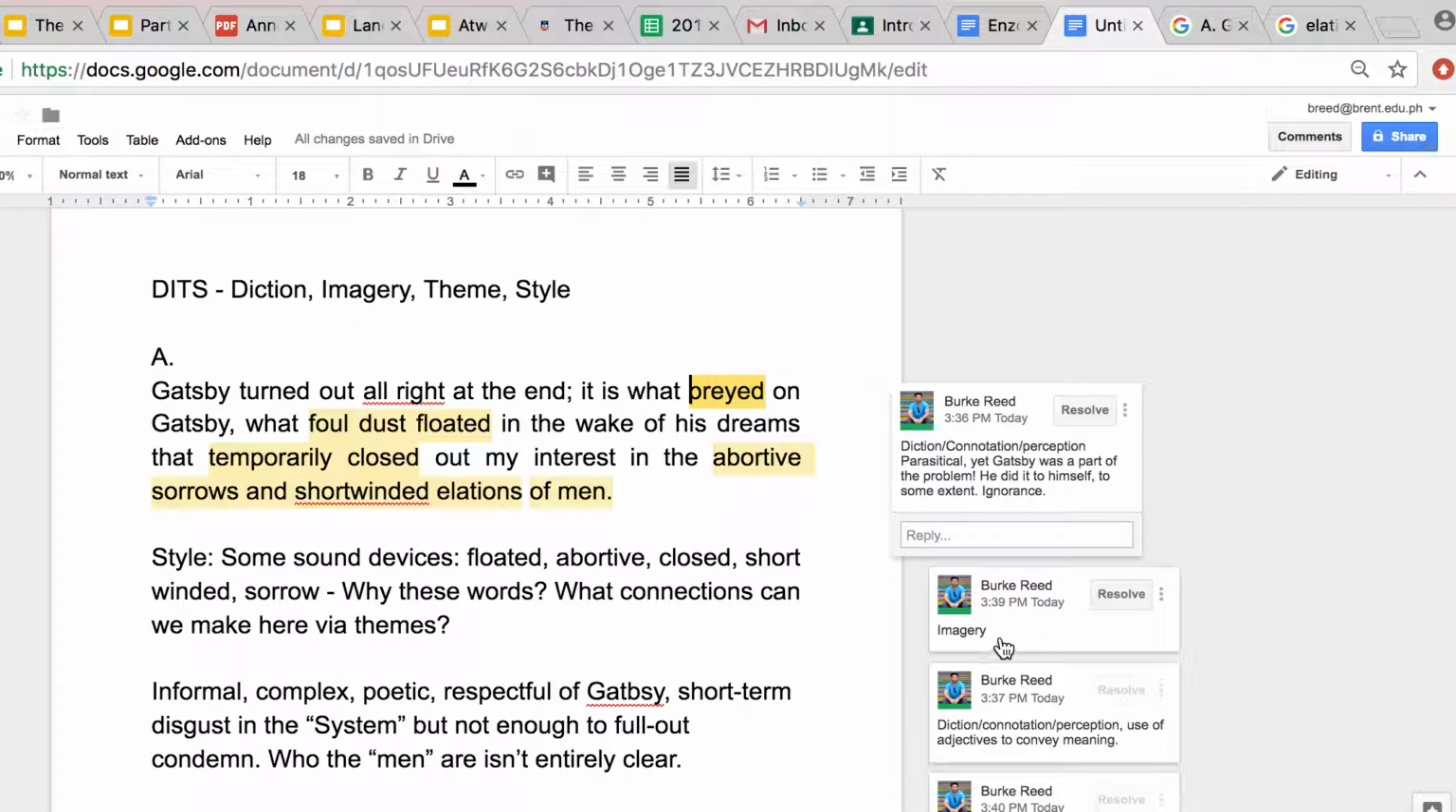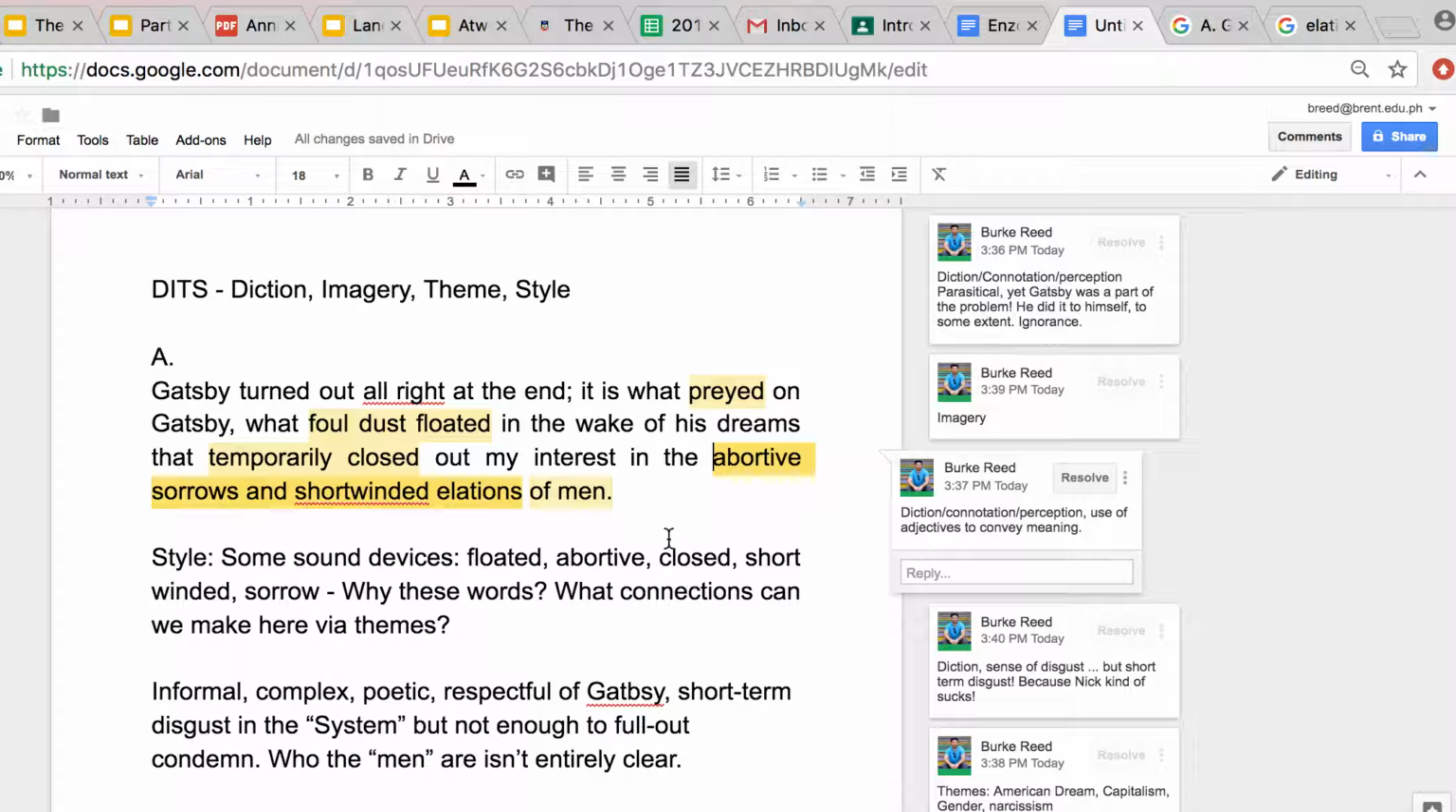The next example of diction here is abortive sorrows and short-winded elations, and again, those words can have many different meanings. The adjectives themselves, obviously, Fitzgerald is a man of his adjectives, and he conveys a lot of different meanings within those. So especially when you're going through your IOC, let's say you get a Great Gatsby passage, pay attention to those adjectives because they are important.